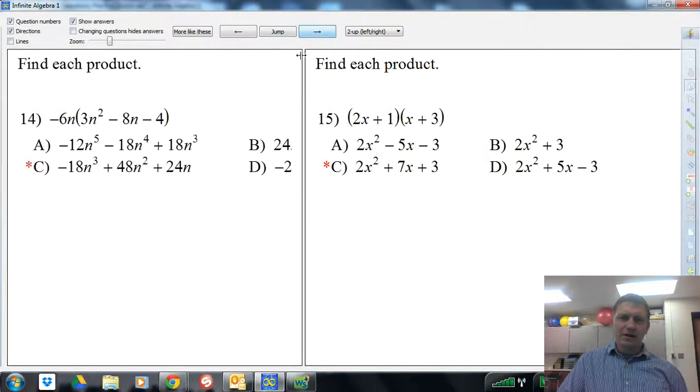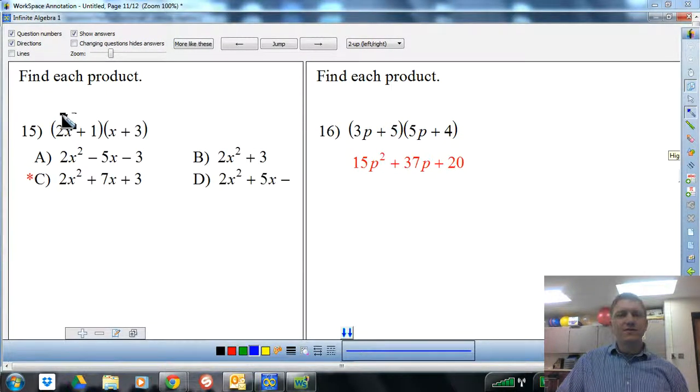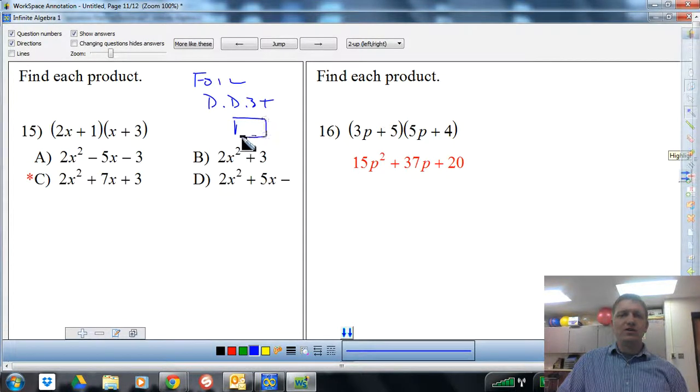Okay, keep going here. Let's see, number 15 and 16. Okay, this is the first time we're going to use, you can use either the FOIL method, or you can use the double distributing method, or you can even use a box if you like to use the box method. Okay, so for this one, how about I use the box?